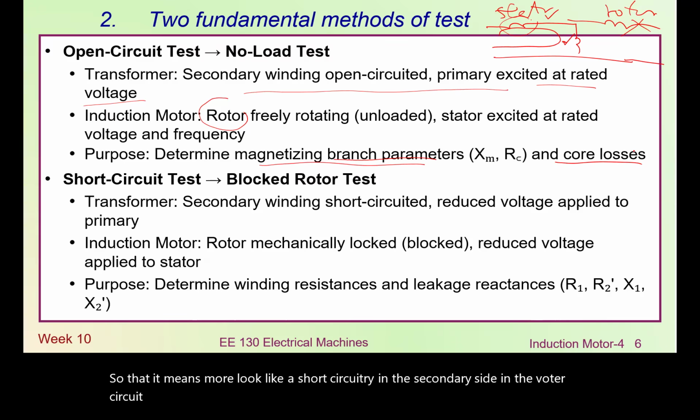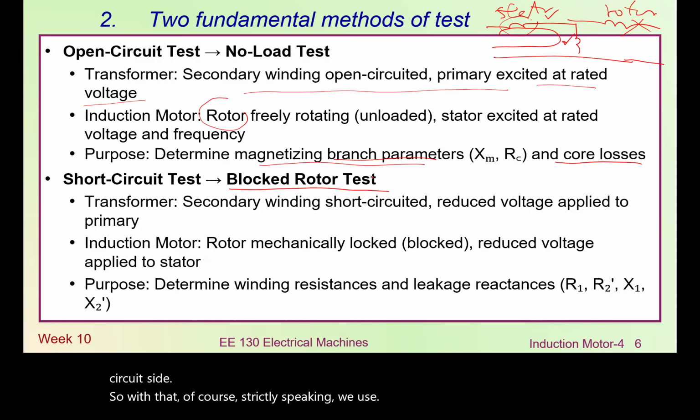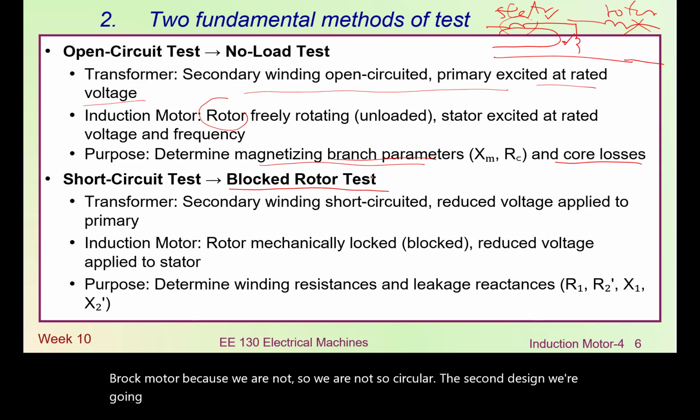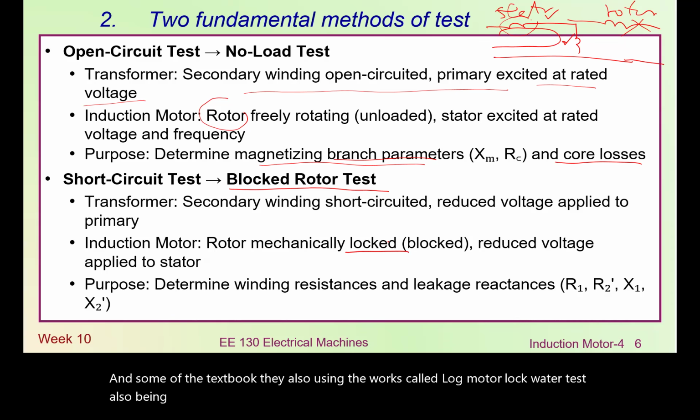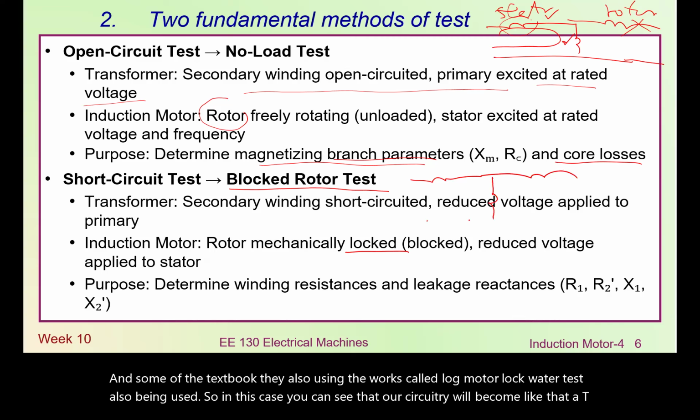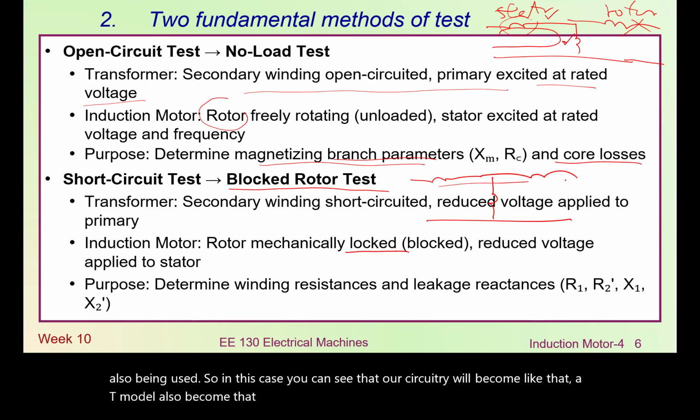Strictly speaking, we say blocked rotor because we do not short circuit the secondary side, we are only blocking. Some textbooks also use the term locked rotor. Locked rotor test is also used. In this case, our circuit will become like this, the T model also becomes like this, and we allow this branch to float here.